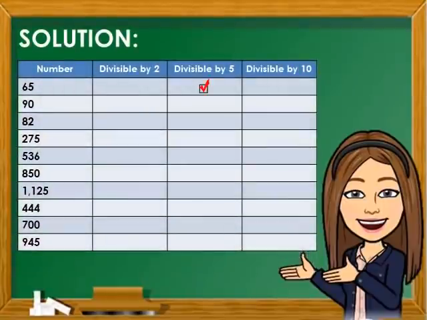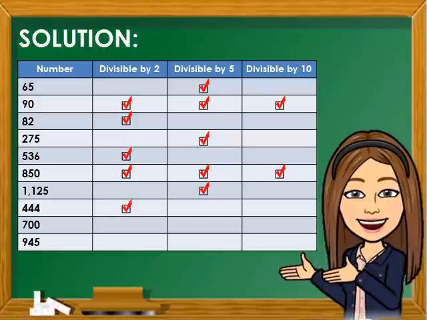65 is divisible by 5. 90 is divisible by 2, 5, and 10. 82 is divisible by 2. 275 is divisible by 5. 536 is divisible by 2. 850 is divisible by 2, 5, and 10.